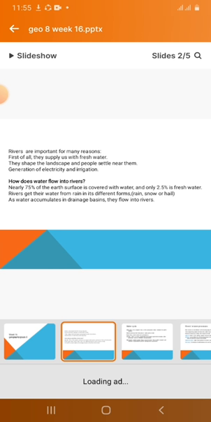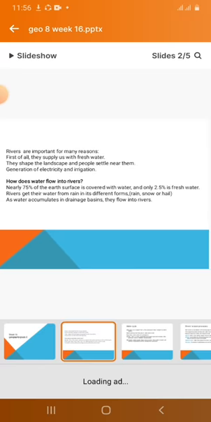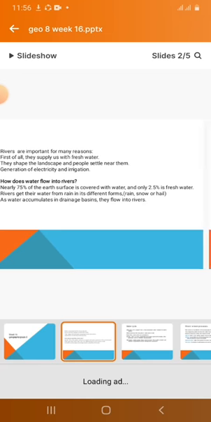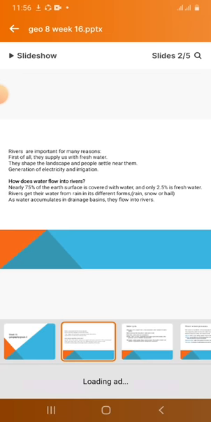How does water flow into rivers? Okay, it says here nearly 75% of the Earth's surface is covered with water, and only 2.5% is fresh water. Rivers get their water from the rain in its different forms, whether it's rain, snow, or hail. As water accumulates in drainage basins, it flows into rivers.